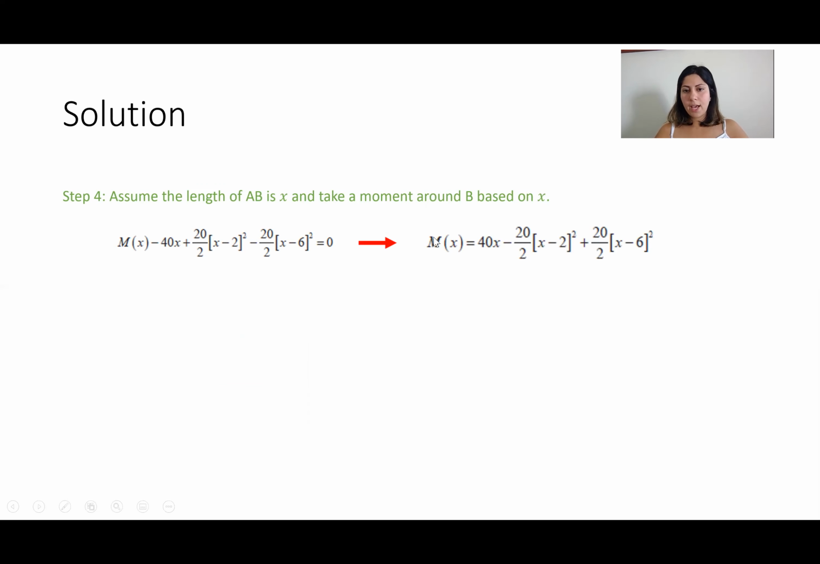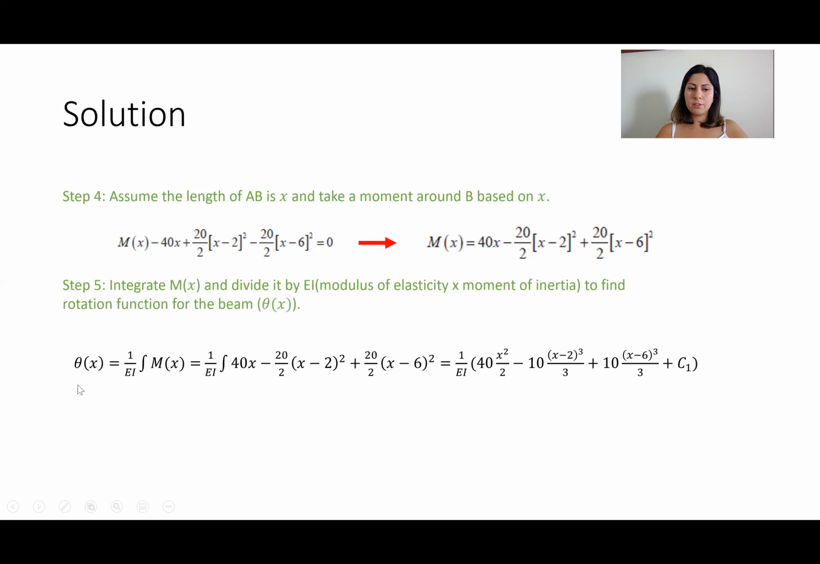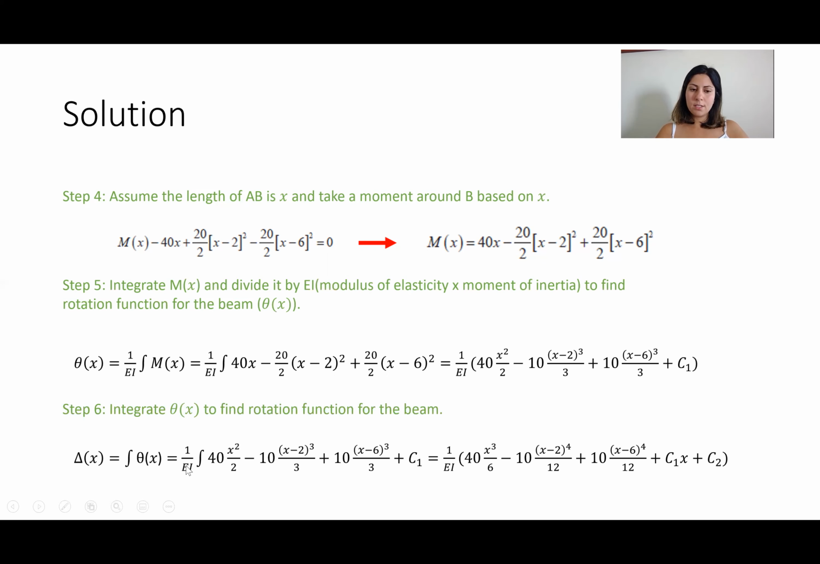So now we have mx, which is the moment at that point, which we cut through the beam, based on x. And we can derive the theta, which is the rotation, by 1 divided by EI times integrating mx. And if you integrate it another time, that would give you the deflection. Okay?